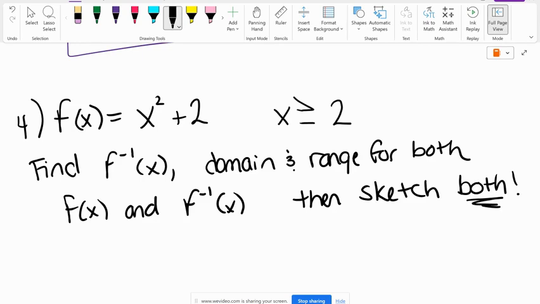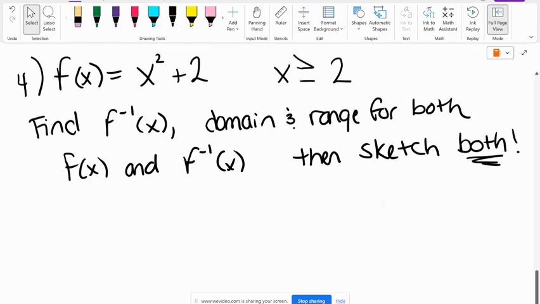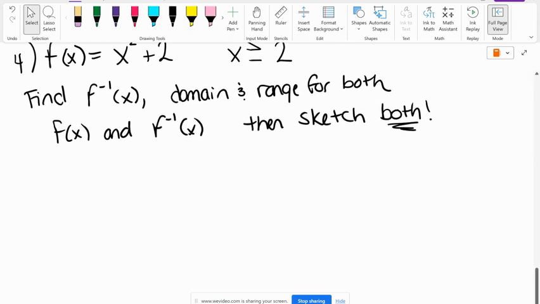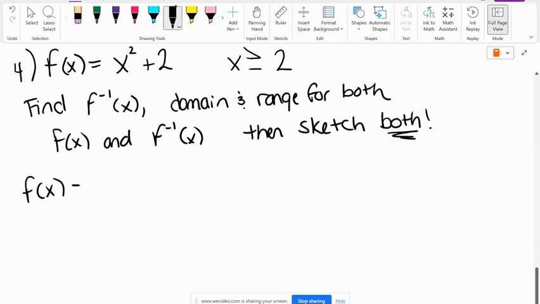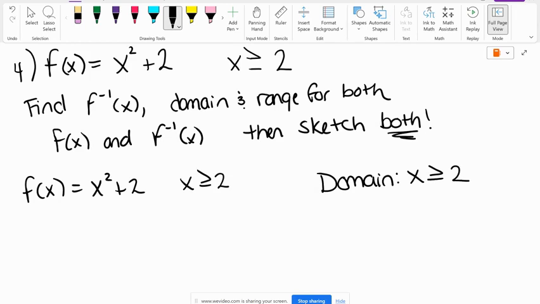So a question like this would be worth like 8 points. Do you want to try it on your own, or do you want us to do it together? Together. You got outvoted, Nico. Okay. So first thing I'm going to do is figure out the domain and range of our original function. We have f of x is equal to x squared plus 2, and I'm telling you x is greater than or equal to 2. I'm already restricting the domain. So I have a restricted domain, and I need to figure out what my restricted range is that goes with it.